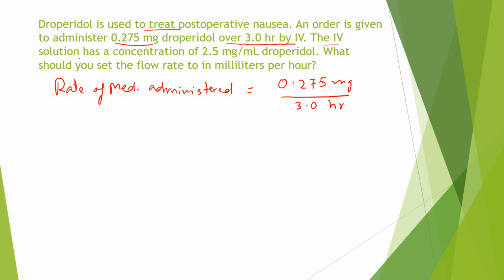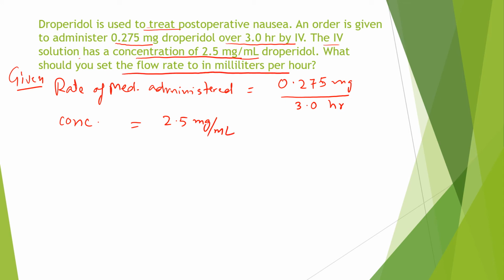The IV solution has a concentration of 2.5 milligram per ml. So concentration is also given. So these values are given to us. So concentration is equal to 2.5 milligrams per ml. What should you set the flow rate to, in milliliters per hour? So this is the unknown and that's what we want to find. So we want to find the flow rate.